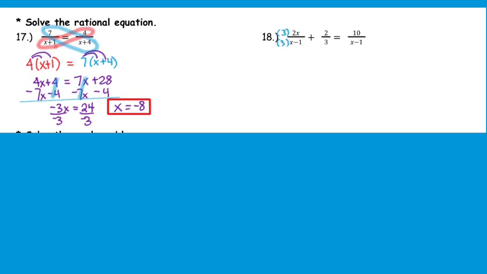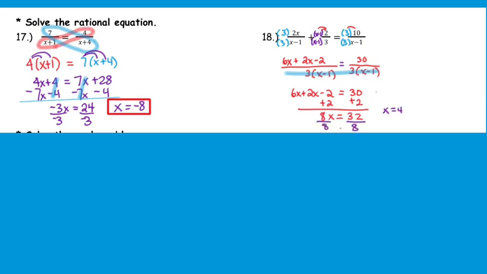On number 18, I'm going to go ahead and get a common denominator for everybody. So the x minus 1 has to be multiplied by the 3, and the 3 has to be multiplied by x minus 1. Now here's a really fun thing. Once we have got this common denominator, we actually can just get rid of the denominator, right? Because we know they are the same. So we can just solve for the top when we're solving for x. So on here I have combined my like terms, and I solve for x, and I get 4.